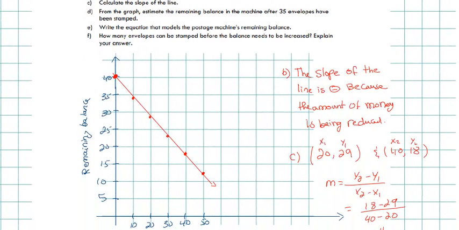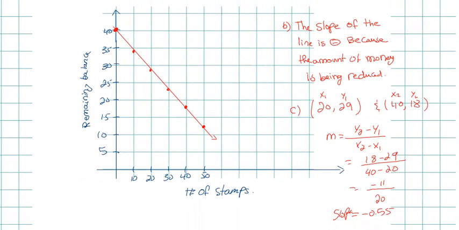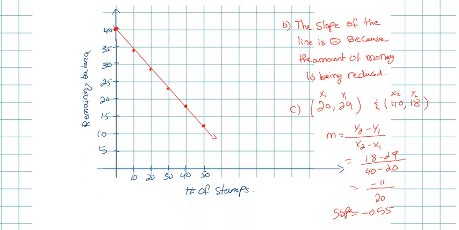Now the question D is asking you, from the graph, estimate the balance or the remaining balance in the machine after 35 envelopes have been stamped. How would I do that? So it's asking me strictly from the graph. How would I do that? Go to right in between 30 and 40 on the x-axis and just follow it straight up and see the line.